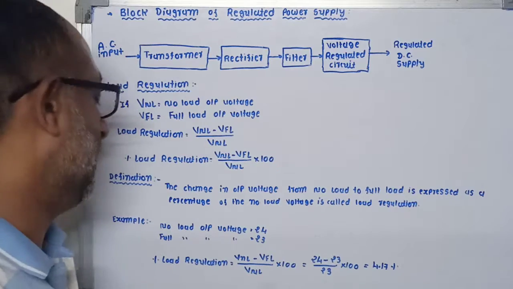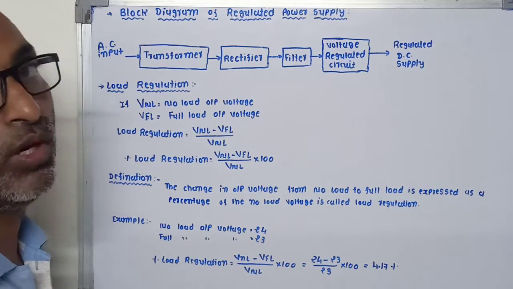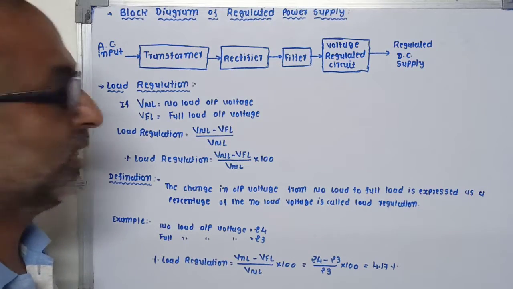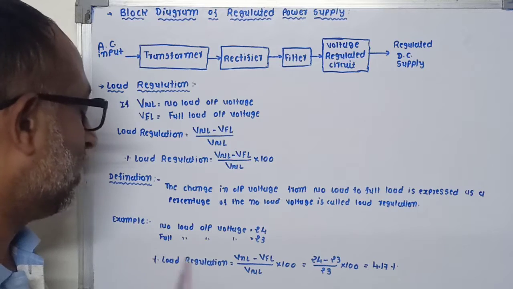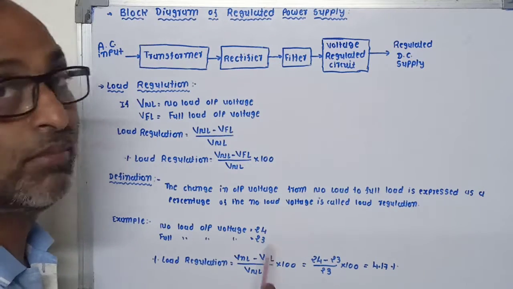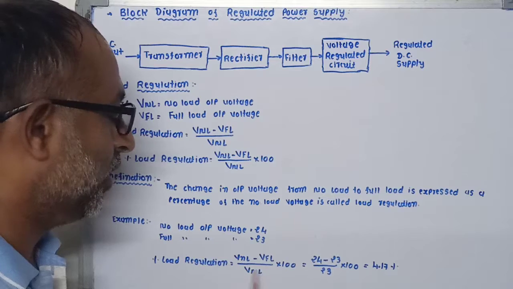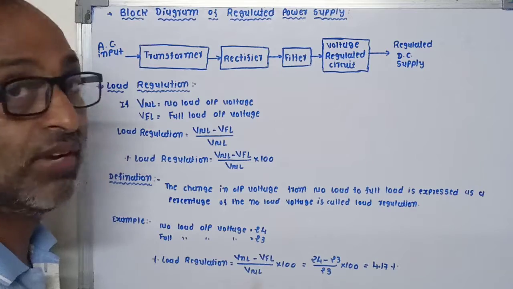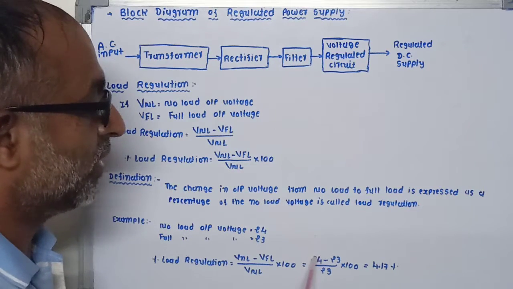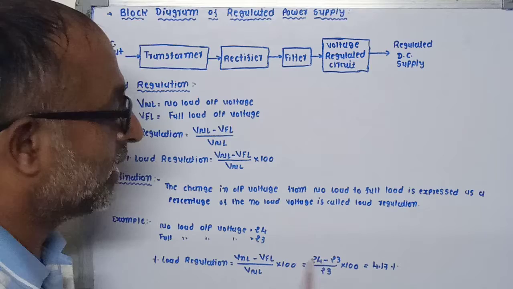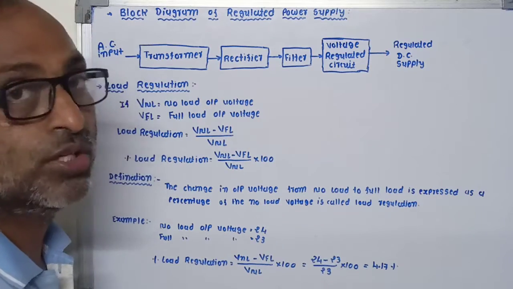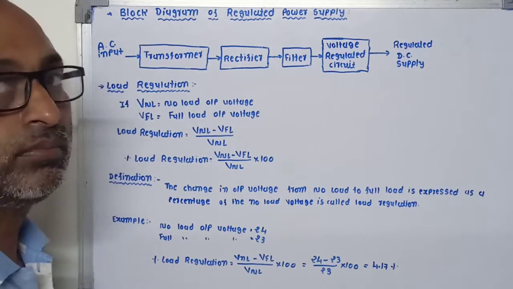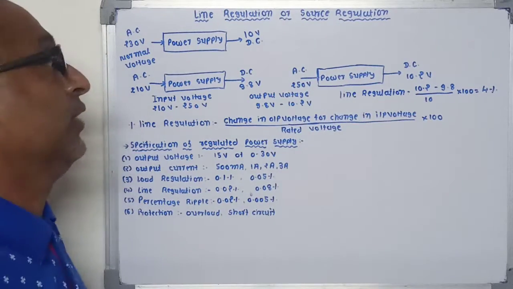Now let me see one example. If the no load output voltage is 24 volt and the full load output voltage is 23 volt, we can find the percentage load regulation as (V no load minus V full load) divided by V no load, times 100. Just put the values of VNL and VFL in this equation. So we get (24 minus 23) divided by 23 times 100, which is equal to 4.17 percent.